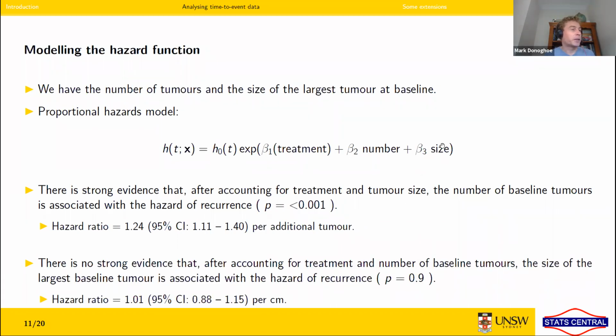But if we look at the effect of the size of the baseline tumor, there's actually no strong evidence that that makes a difference to the hazard after we account for treatment and the number of tumors. So we've got quite a large p-value there, and our hazard ratio is almost exactly 1. So that's saying that for 2 people with the same treatment and the same number of baseline tumors, their hazard doesn't differ depending on the size of their largest tumor.